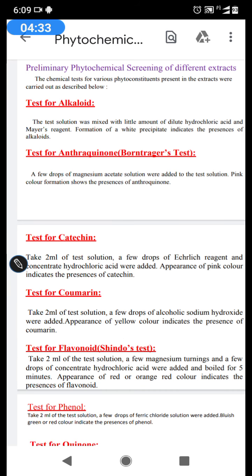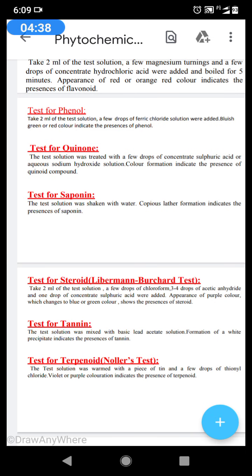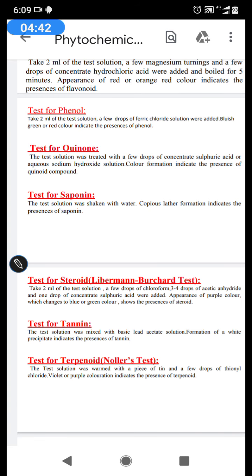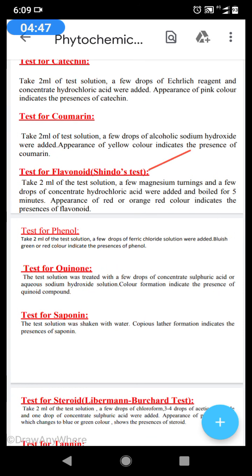Okay, next see the test for flavonoids. You can see this one, the test for flavonoids. Take 2 ml of test solution, add a few magnesium turnings and a few drops of concentrated hydrochloric acid, and then boil for 5 minutes. The appearance of a red color indicates the presence of flavonoids. Okay, the next test is the test for phenol.